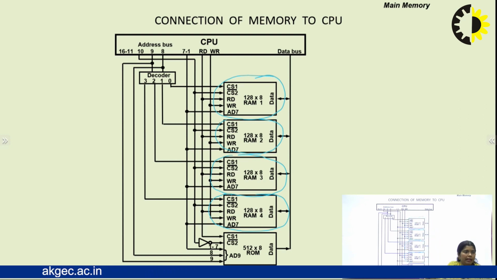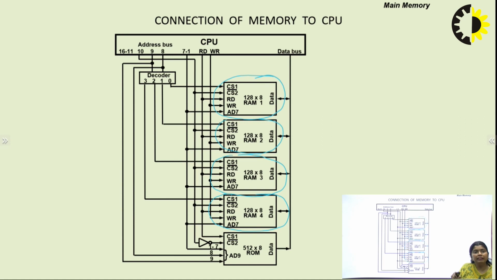And in this particular ROM, there is a 512 cross 8, which means we can write it as 2 to the power 9 into 8. So 2 to the power 9 into 8 means what? There is a 9 bit address bus, and there is a unidirectional data bus, meaning data or information transfers to the CPU, but the reverse is not applicable, meaning the CPU to ROM does not transfer any data.